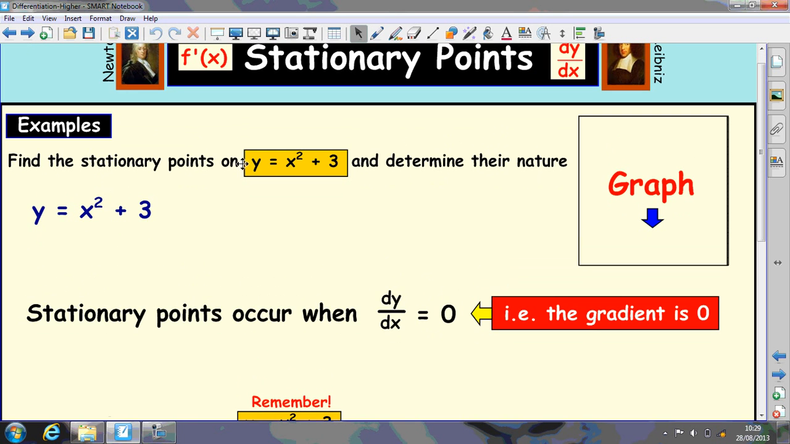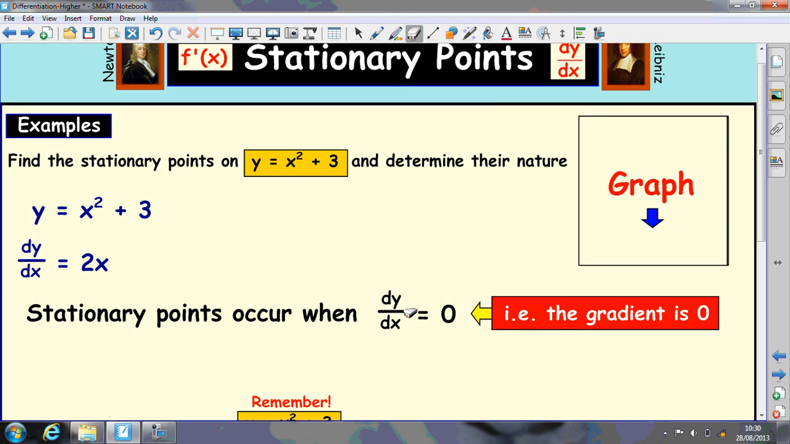Find the stationary points on y equals x squared plus 3 and determine their nature, i.e. determine whether the stationary point is a minimum turning point, a maximum, or a point of inflection. So the first thing we do is set our working out clearly and neatly and tidily into different sections. So firstly, we'll differentiate. So dy by dx equals, take the power down, reduce it by 1, so 2x. And you have to write this sentence out. It's worth a mark, and if you don't include it, you lose a mark.